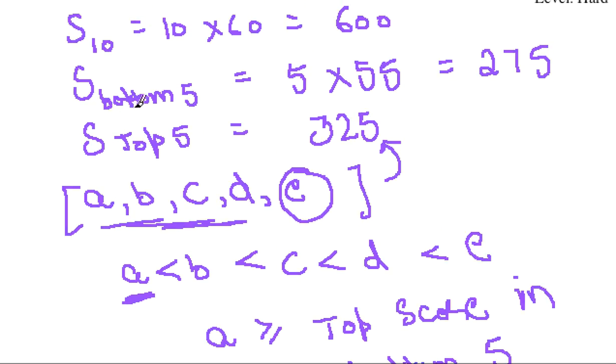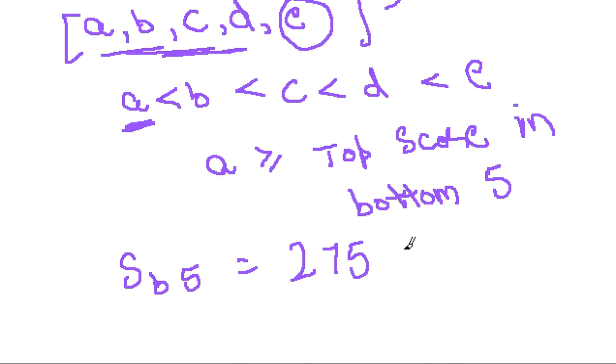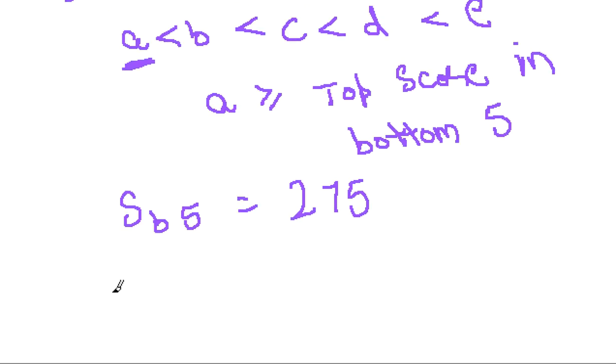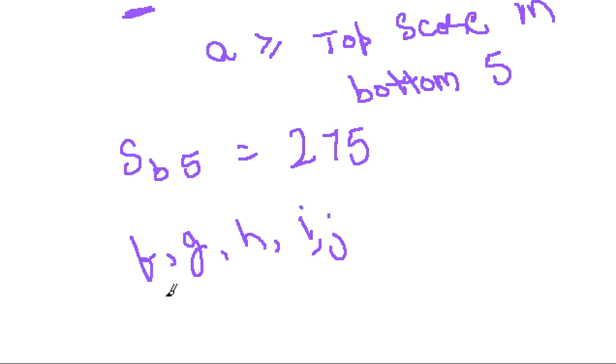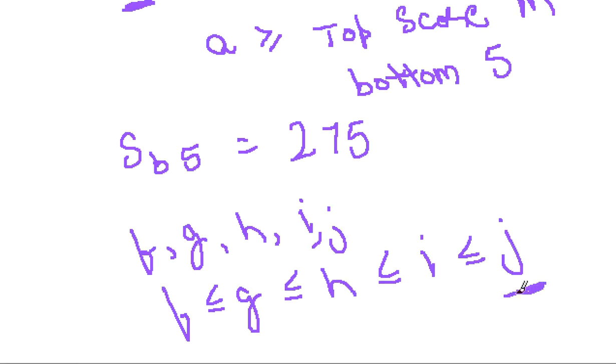Now we know that the sum of the bottom 5 scores is 275. So the sum of bottom 5 is given to be 275. Now how will we minimize the top score in the bottom 5? If we make all the bottom 5 scores equal. So basically, if the bottom 5 scores are F, G, H, I, J, and suppose we know that F is less than or equal to G, less than or equal to H, less than or equal to I, less than or equal to J. Then this J, how will we minimize this?